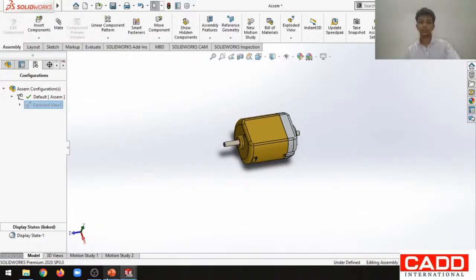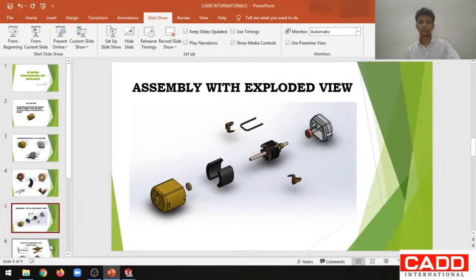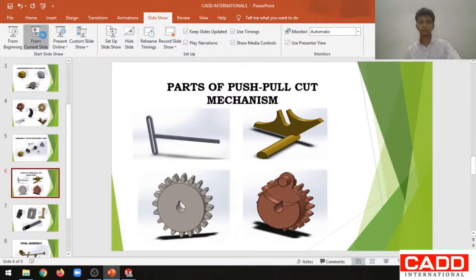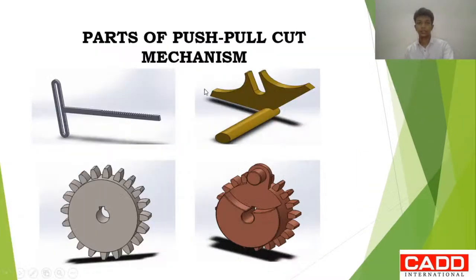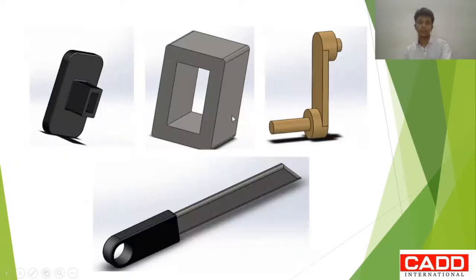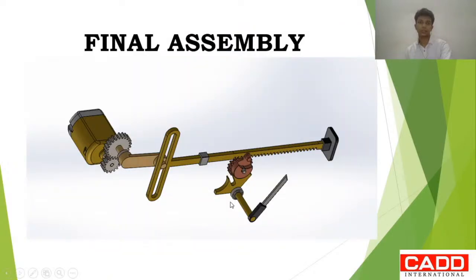Okay, let me show you the cutting mechanism. These are the parts of the push-pull cut mechanism. It mainly consists of a rocker arm and a Geneva mechanism and the spur gear required for it. And these are the guides which keep things in the correct position. And this is a knife which is used for the cutting mechanism. And this is the structure of the final assembly along with the DC motor and the push-pull mechanism. Let me show you that in the software itself.